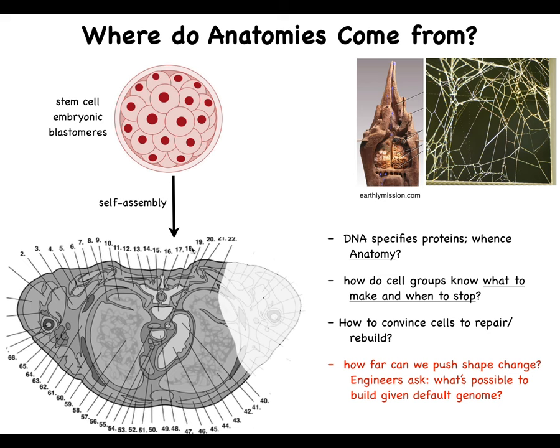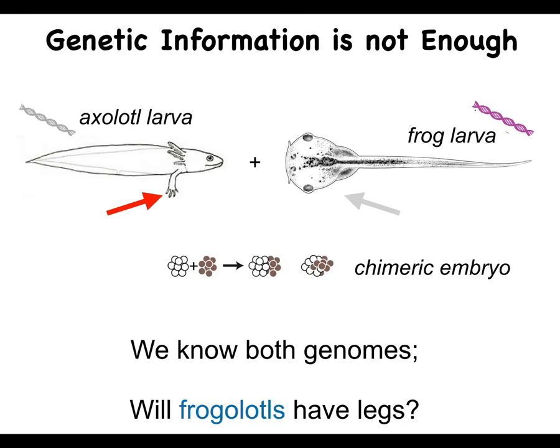So we need to understand what is the software layer here. How do the cells know what to make? How do they know when to stop? If something is missing or damaged, how do we convince them to repair and rebuild? And as engineers, we would also like to know what else is possible. They build this, and what else can we get the exact same cells to build? And we want to focus a little bit on this genetic information. This is just one example.